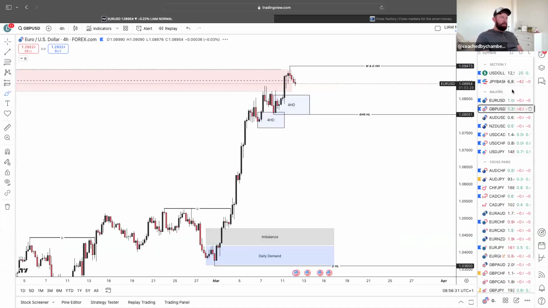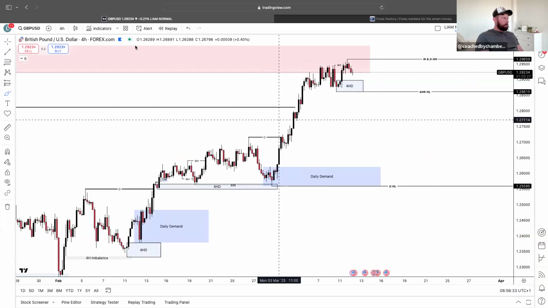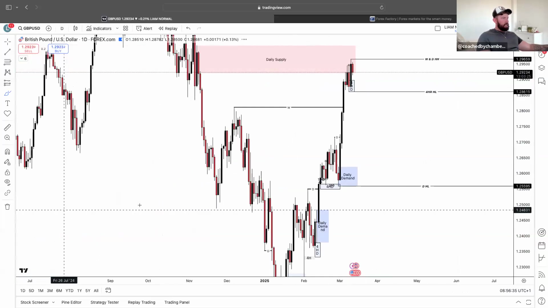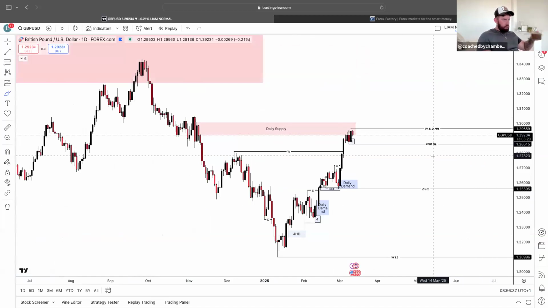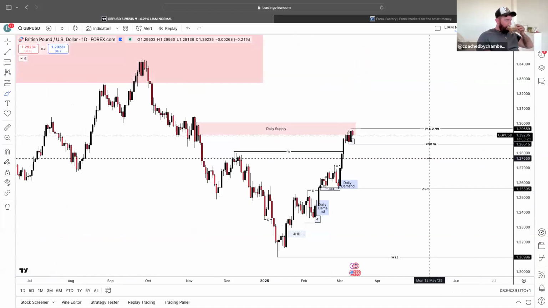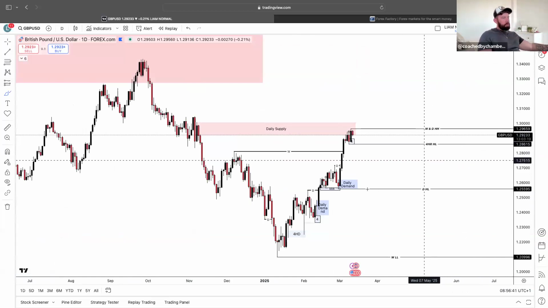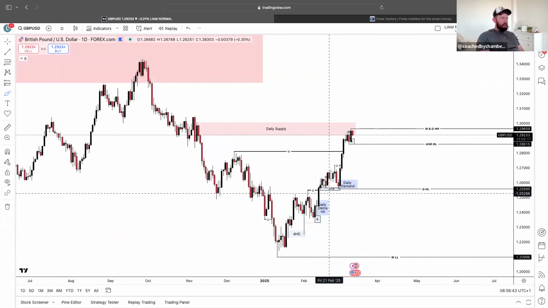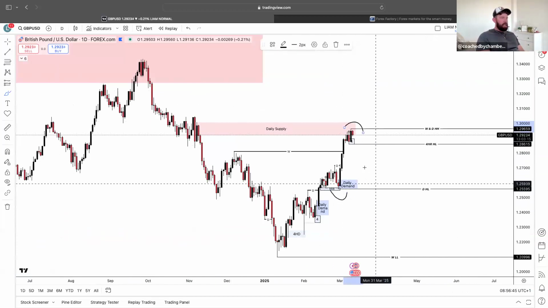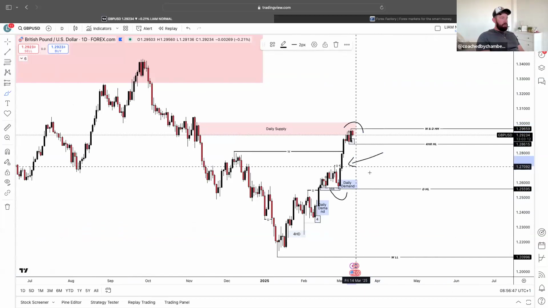And it'd be pretty much the same for GBPUSD. So you'll be able to see with GBPUSD, we're in this daily supply zone still. In this daily supply zone, we still have our daily range from this higher low to this higher high. Again, same scenario, a lot of imbalance to fill.